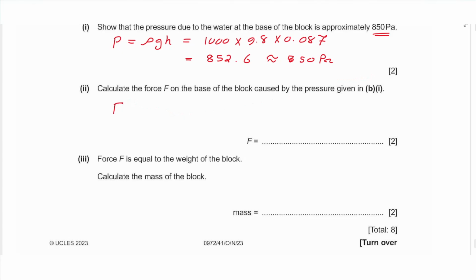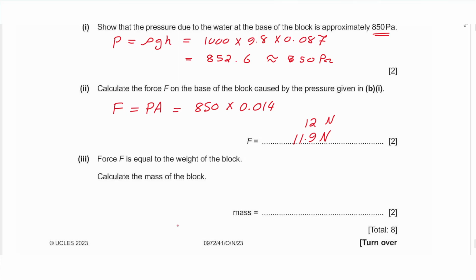So we can use force equals pressure multiplied by area, and we multiply 850 by the area given in the question, 0.014. That gives an answer of 11.9 newtons, or we can approximate it to two significant figures as the question's numbers, so it's 12 newtons. Both are accepted.